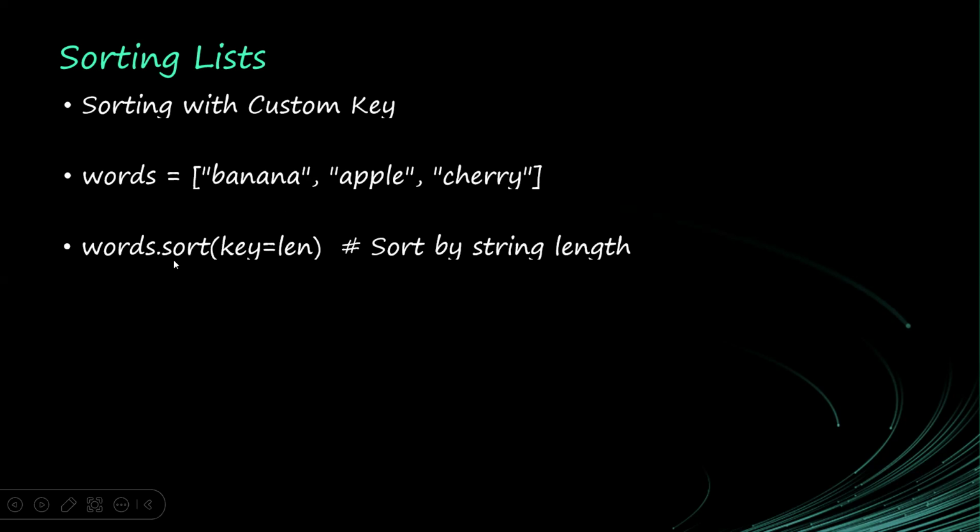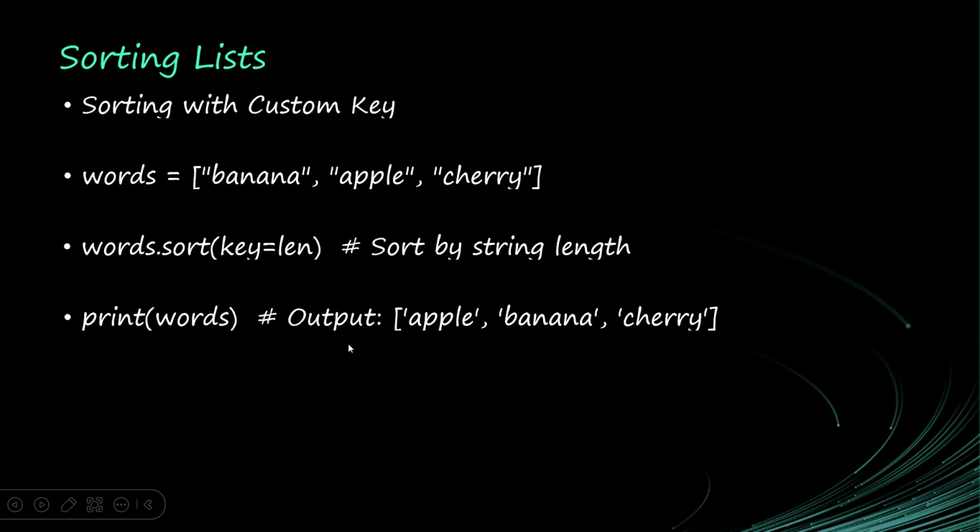So you now give it a key. If you give it a key, say length, it will sort this array based on the length. That means apple will come first, banana is 6, cherry is 6, so banana should come first too. So this will be the sorted one. So you can sort by key.